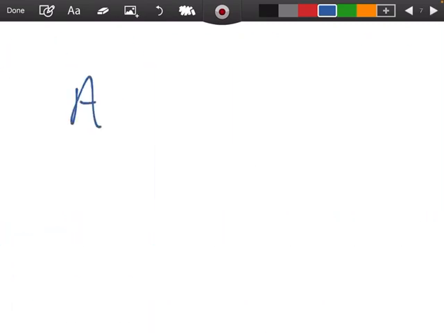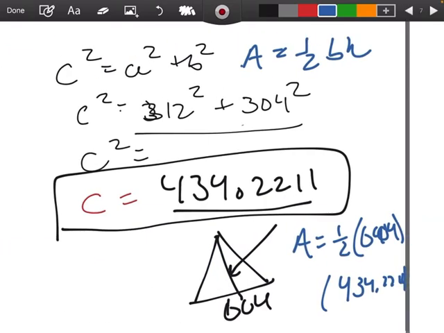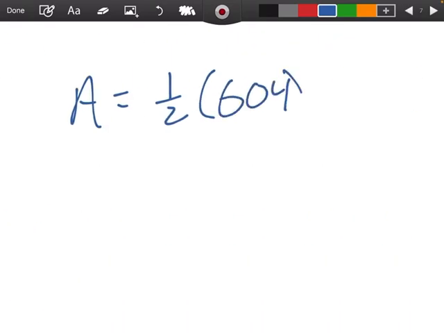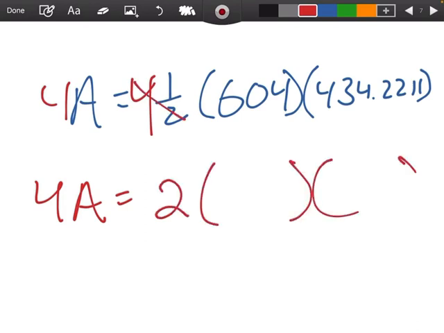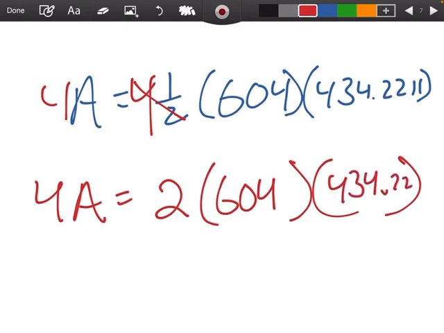Okay, so let me do that. Actually, let me write it again. Area is 1/2 base, 604, times height, 434.2211. Okay, and guys, remember, I have 4 of those triangles, okay? So I'm going to multiply both sides by 4. That gives me a 2 here, 434.2211, not 111. There we go.